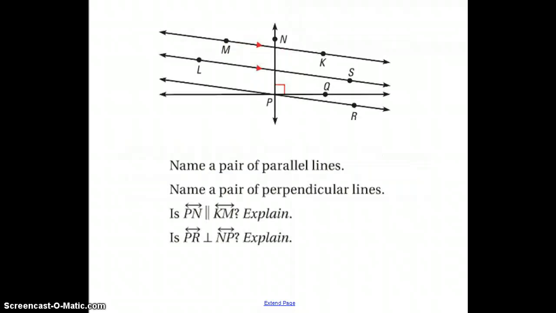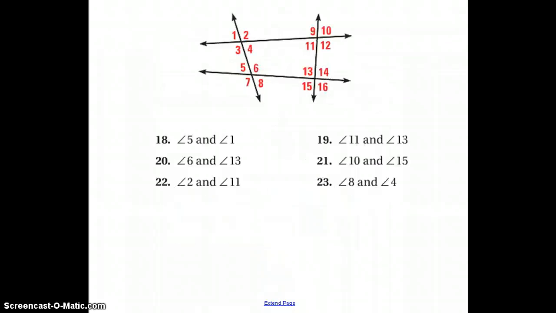And lastly, I need you to look at the diagram, name a pair of parallel lines, name a pair of perpendicular lines, determine if you think line PN is parallel to KM and explain why, and decide if you think line PR is perpendicular to line NP, and again, explain and justify your work.